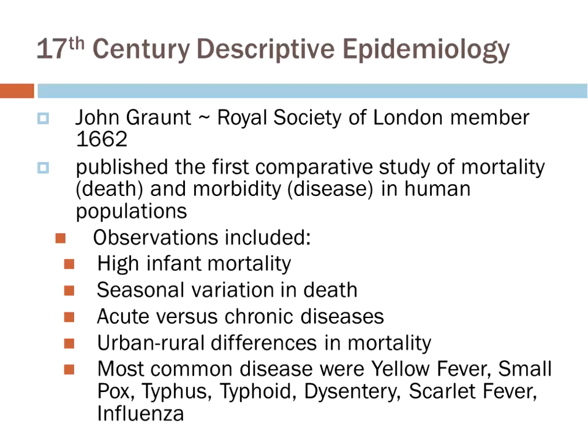He saw the difference between acute diseases, which come on fast and are able to be curable in some people, versus chronic diseases, which last long periods of time. And differences in urban and rural, and we certainly see this today, but back in 1662, this was a breakthrough. And this is also how we describe the distribution of diseases today. But what he saw most frequently were yellow fever, smallpox, typhus, typhoid, dysentery, scarlet fever, and influenza.